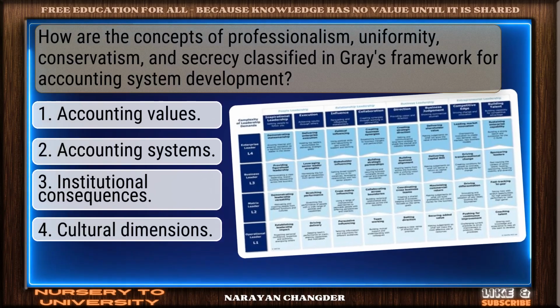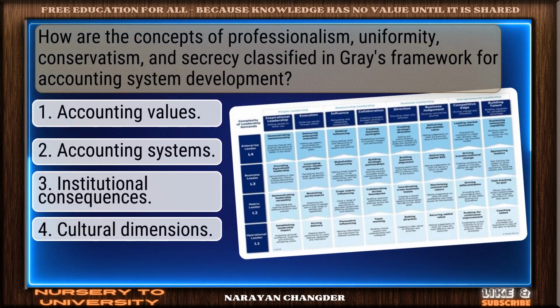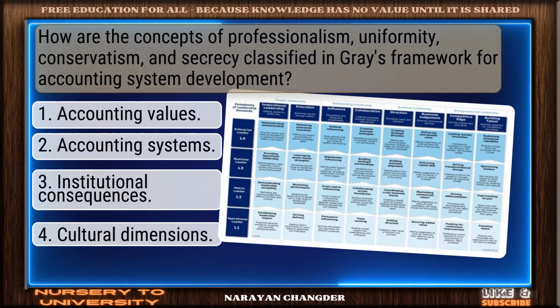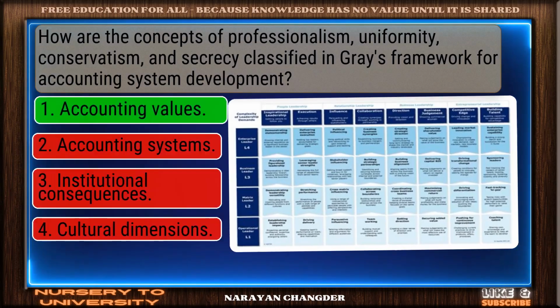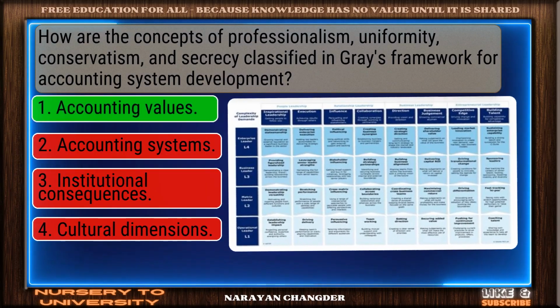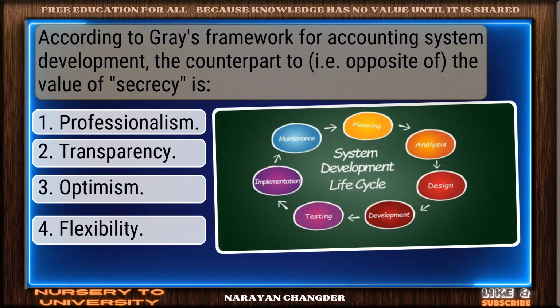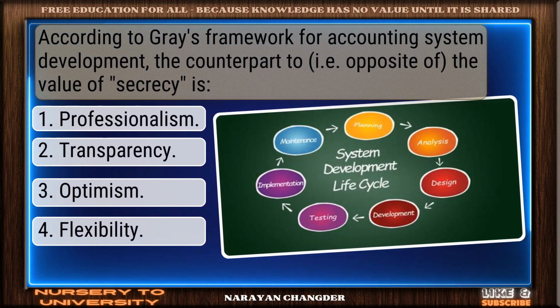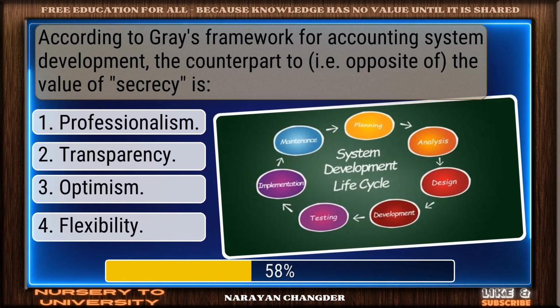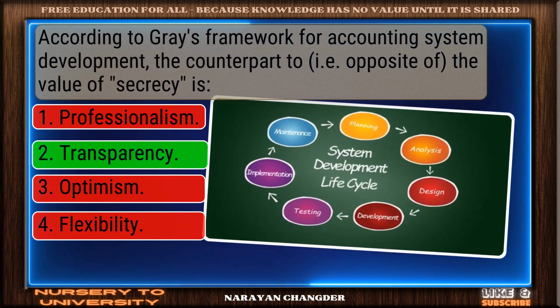How are the concepts of professionalism, uniformity, conservatism, and secrecy classified in Gray's framework for accounting system development? Strong choice. Accounting values is the right answer. According to Gray's framework for accounting system development, the counterpart to the value of secrecy is good thinking. Transparency is the right answer.